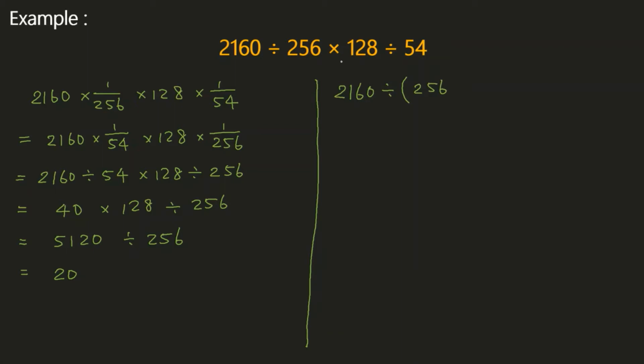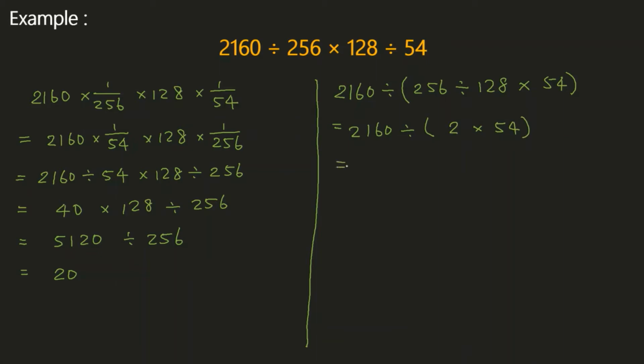256. Then instead of multiplication, this becomes a division. Divided by 128. And instead of division, it will become multiplication. So multiplied by 54. Okay. So this becomes 2,160 divided by, now 256 is twice of 128. So the first two terms will give you 2 times 54.